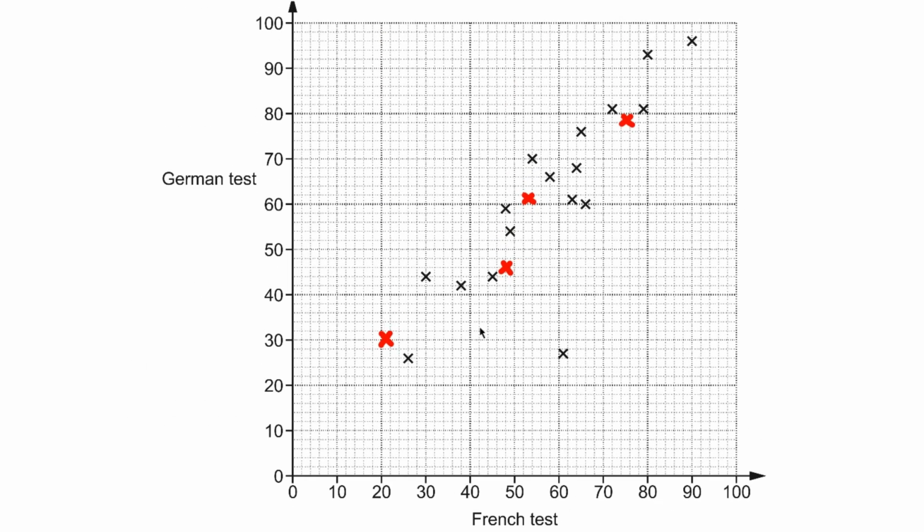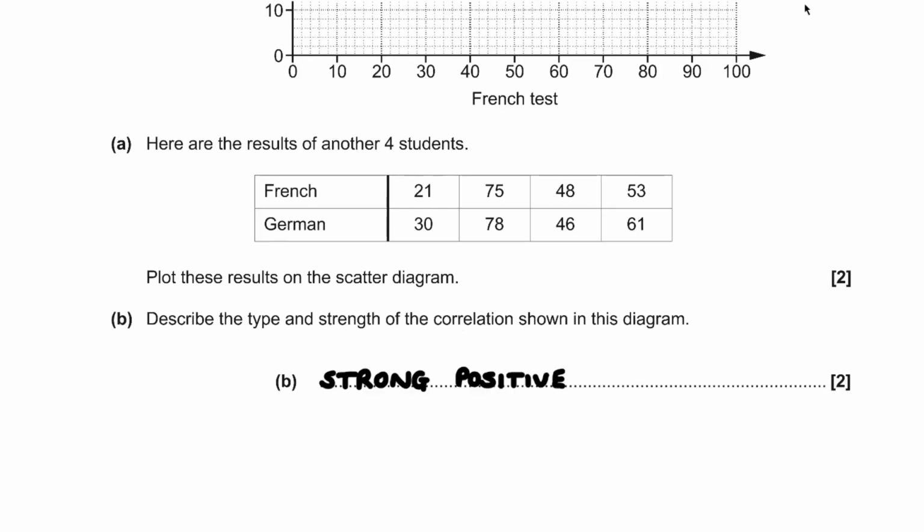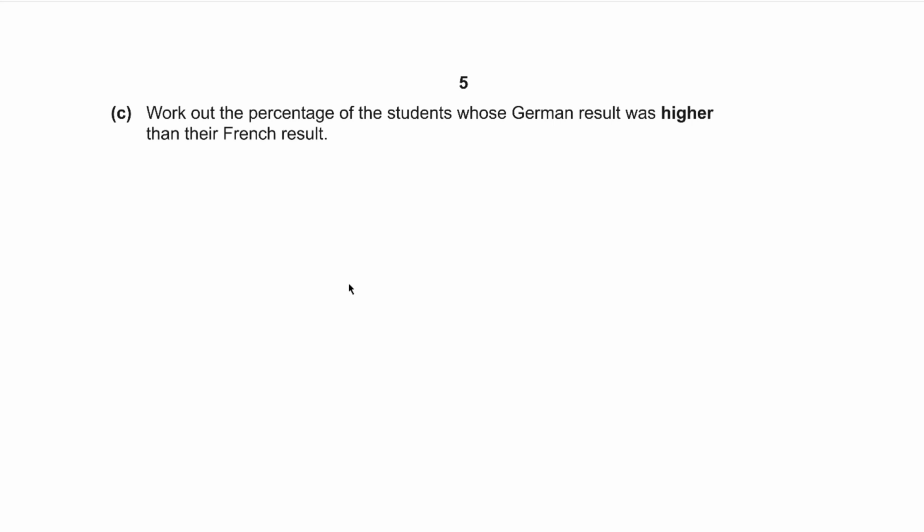Well, as French test scores increase, so does the German test. They almost are on a straight line, which means we have strong positive. Part C, work out the percentage of the students whose German result was higher than their French result.